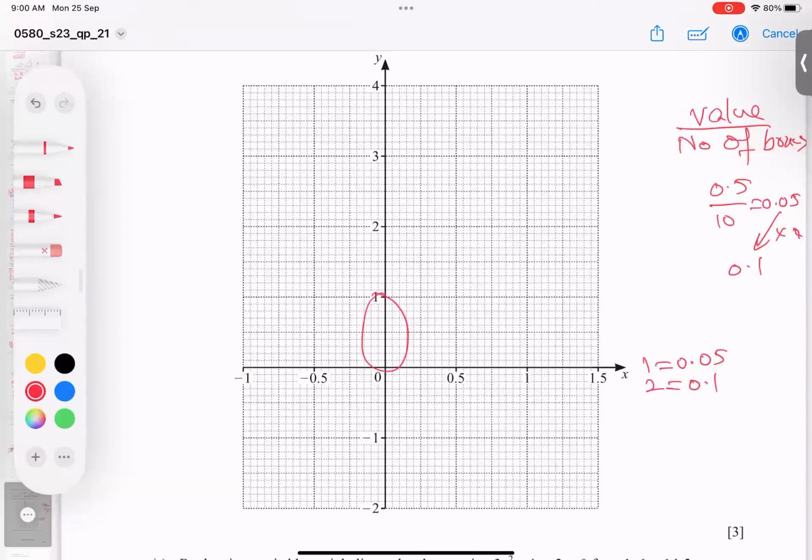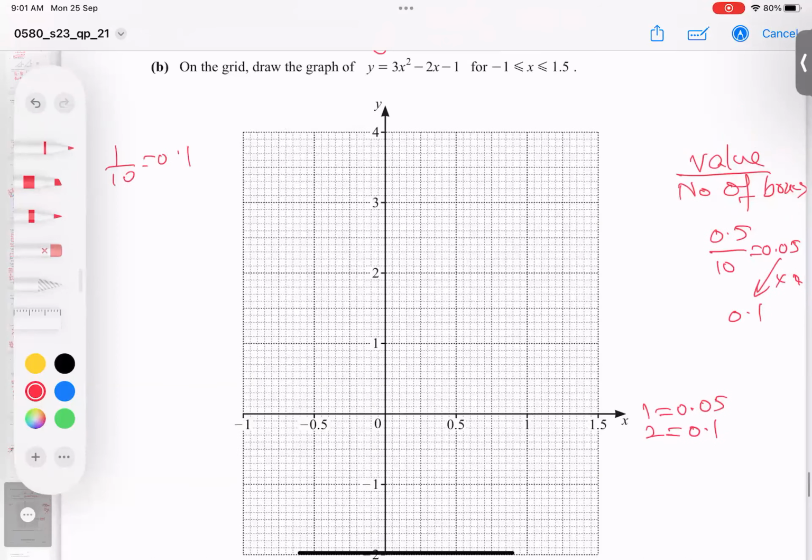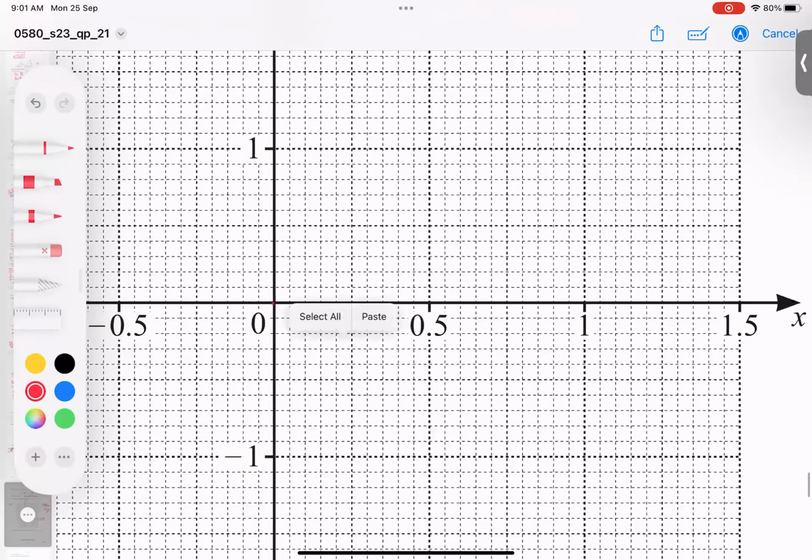Here we have 1 by 10. So when I use 1 by 10, I get 0.1. So along the y-axis, one box is 0.1. And no need to find two, because naturally, if one box is 0.1, then it is 0.2, 0.3, 0.4, 0.5, 0.6, 0.7, 0.8, 0.9, and 1. So here, no need to find out. Okay, I think it's clear. So let's start the sketching part.